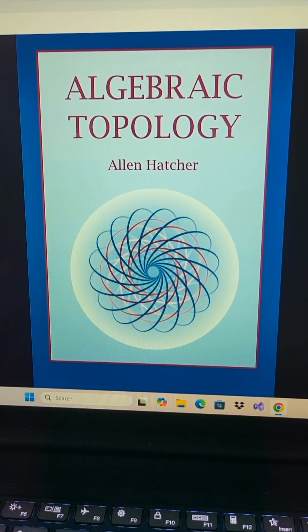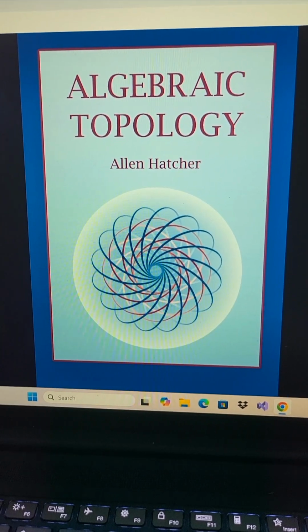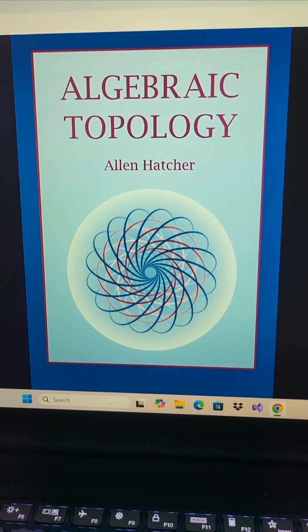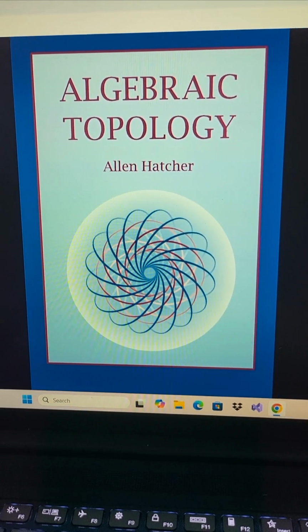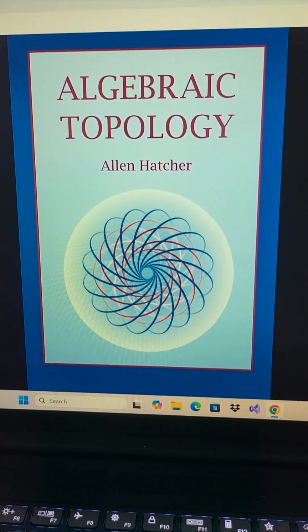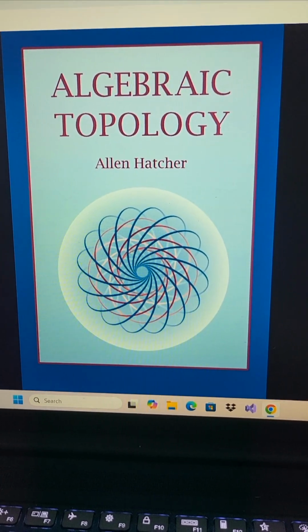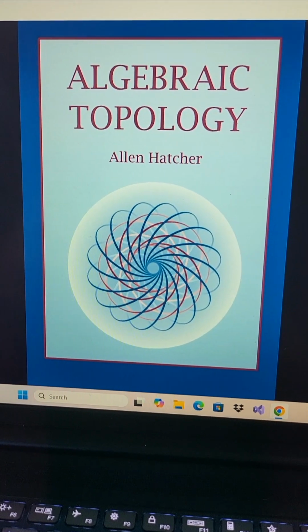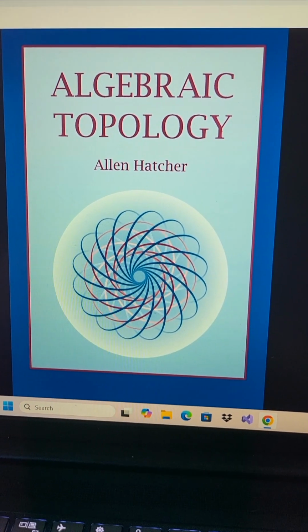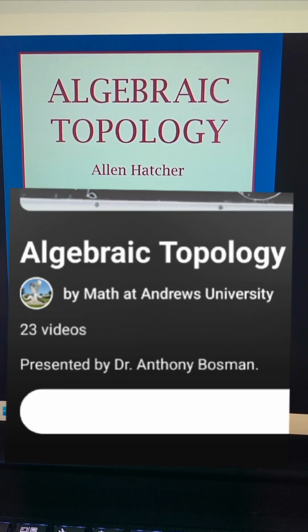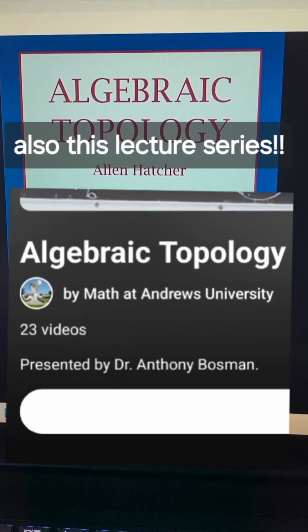A lot of people hate this book. A lot of people love this book. At first reading this book, I really didn't like it. And then I grew to like it. And now I'm like, okay, this is a really good textbook, but it is tough. And the way that it's written, it's hard to get through at first. But if you can get through it, it's a really enlightening and beautiful textbook.